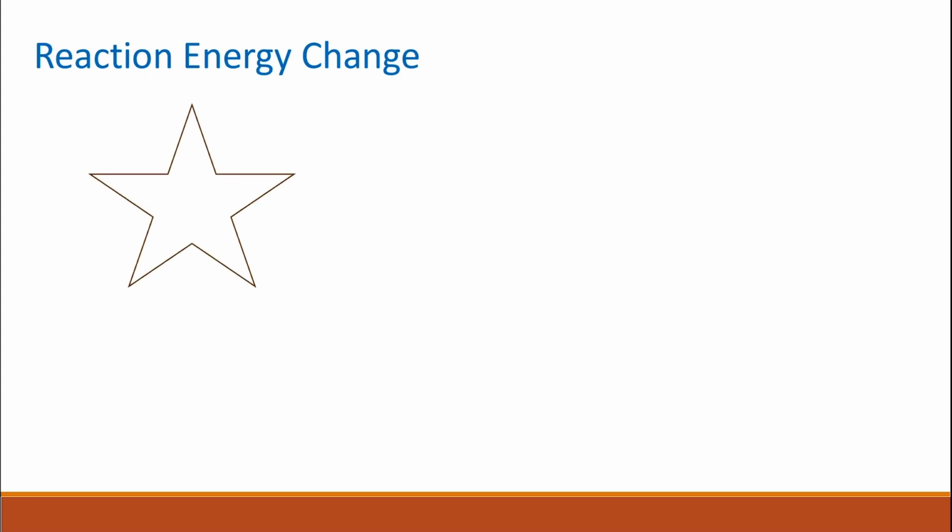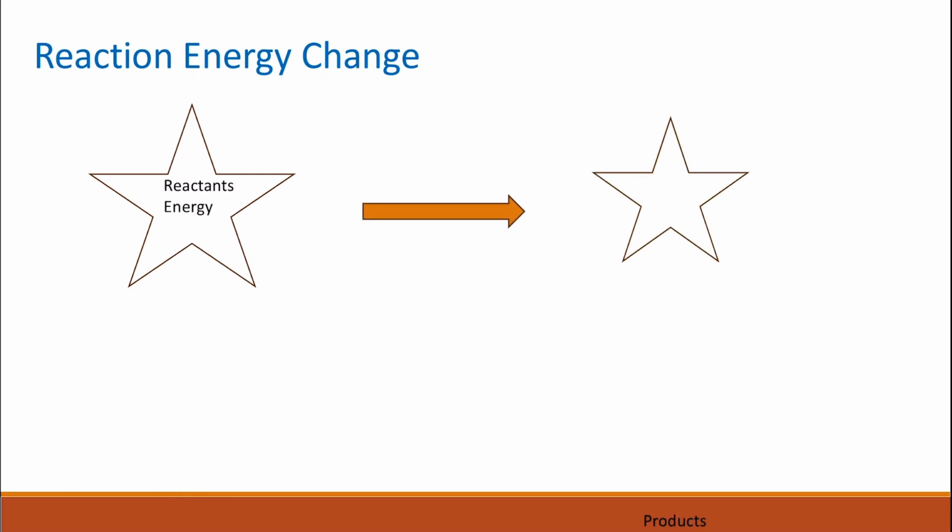So we have two scenarios here. The first one: if the energy of the reactants is more than the energy of the products, that means that energy must be given off during the reaction. This is because energy is not created or destroyed, it just moves around. This is called the law of conservation of energy. That means the total energy of the reactants will equal the energy that was given off plus the energy of the products.